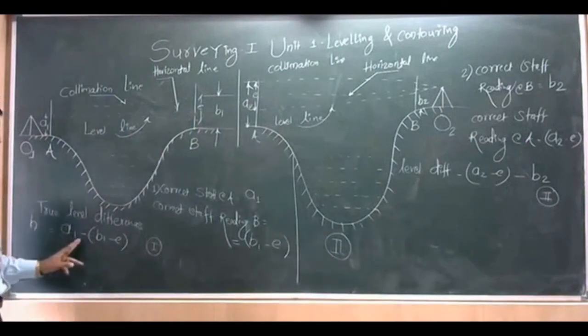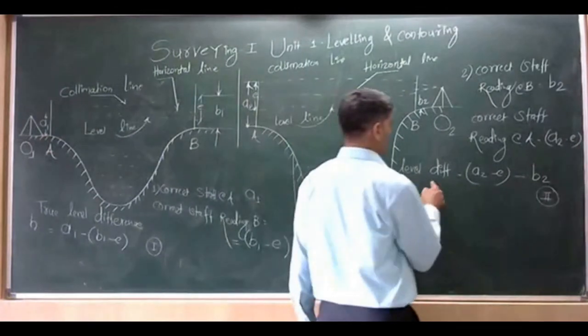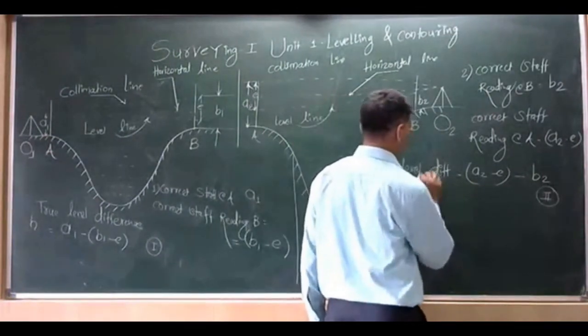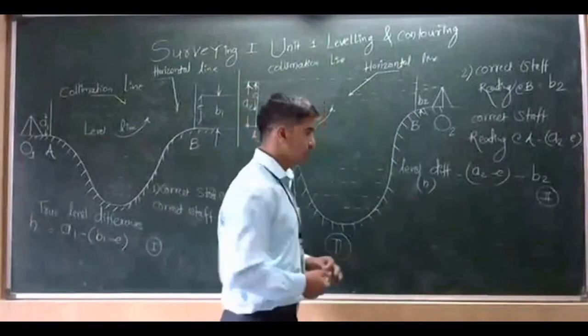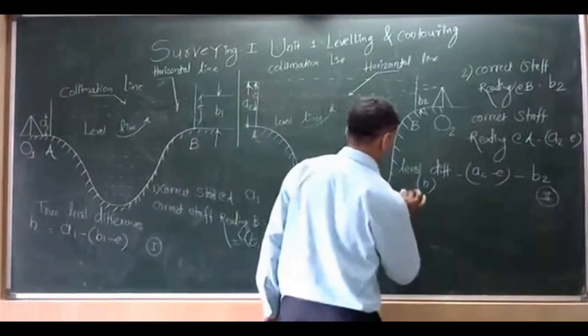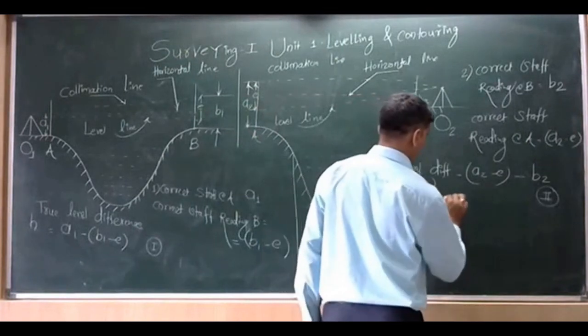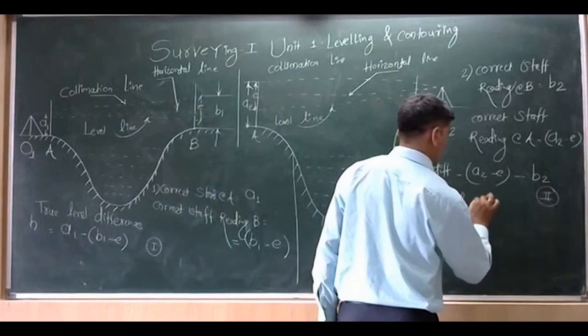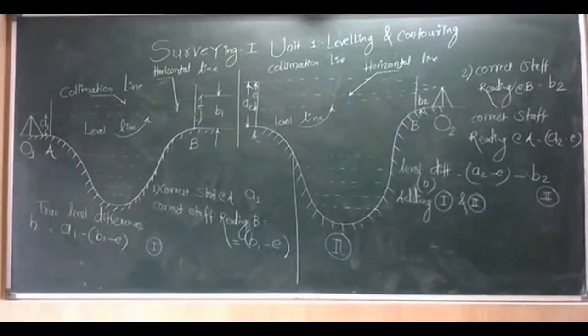H is equal to A1 minus B1 minus E. And here also, at the place of level difference, I will name the level difference as H. Okay. So when we compare, we will simplify it by adding equation 1 and equation 2. Tell me what will be the simplified equation when I add equation number 1 and equation number 2.